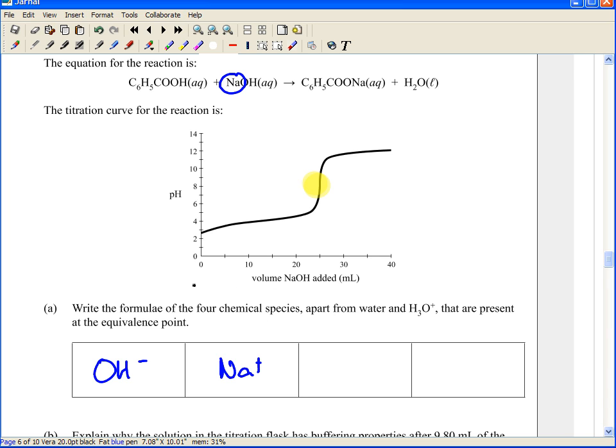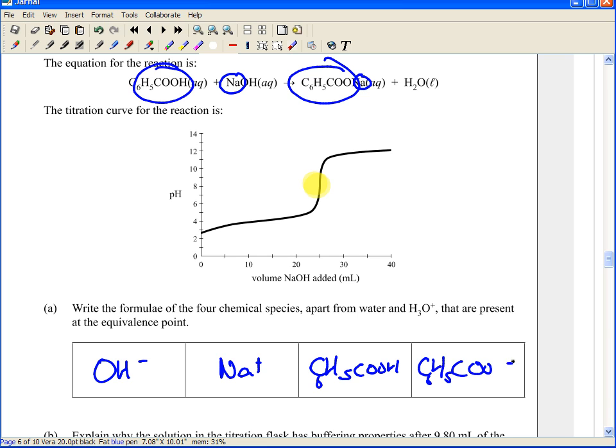Okay, I have been adding the benzoic acid. Notice the sodium's on both sides. It's all good. So I'm going to have C6H5COOH, and I'm also going to have benzoate as well, C6H5COO 1 minus. Okay, cool. That's my 4 species present at the equivalence point. As we go up and down along this titration curve, okay, we get different amounts of it, but those guys will pretty much always be present. Cool. Let's move on down.